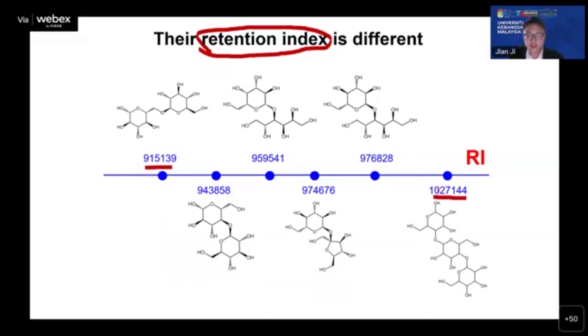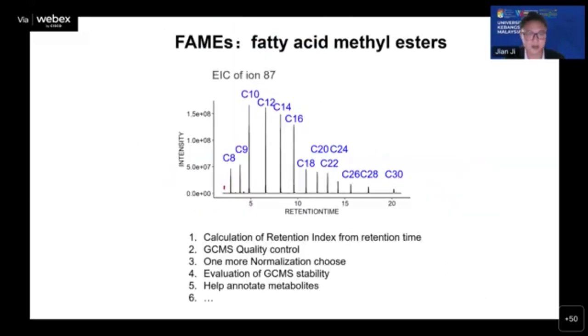When we use GC-MS for metabolomic studies, the first important thing is that we have to use the retention index. If we don't use it, we will get the wrong annotation. So how do we use it? We normally use fatty acid methyl esters, like these ones, to calculate the retention index of each metabolite, and then compare them with the library. In most cases, the library contains the retention index information.